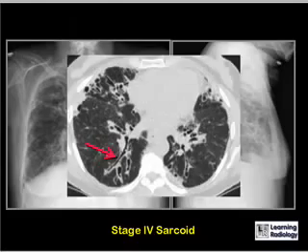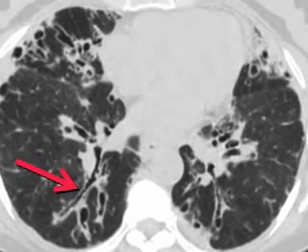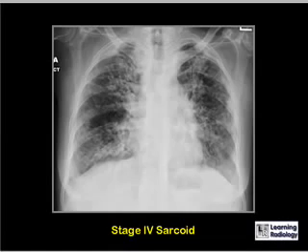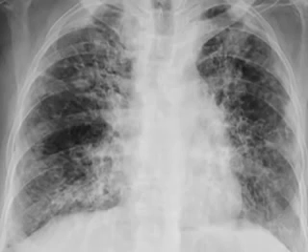This is a CT scan of a patient with stage 4 sarcoid, and the red arrow is pointing to the characteristic tram track appearance of bronchiectasis. And another frontal radiograph in still another patient with stage 4 sarcoid shows diffuse reticular nodular interstitial disease with evidence of scarring and hilar retraction.